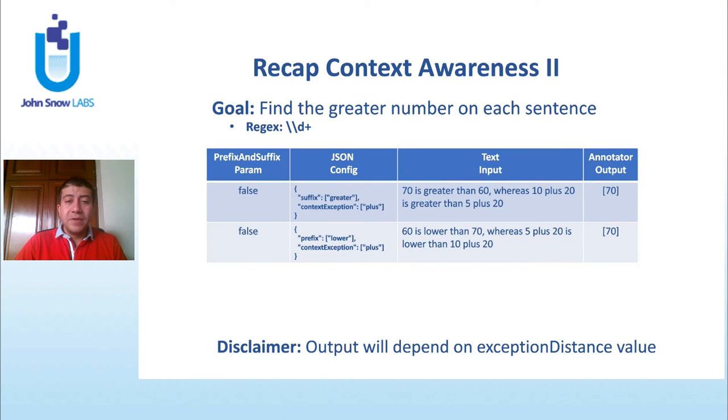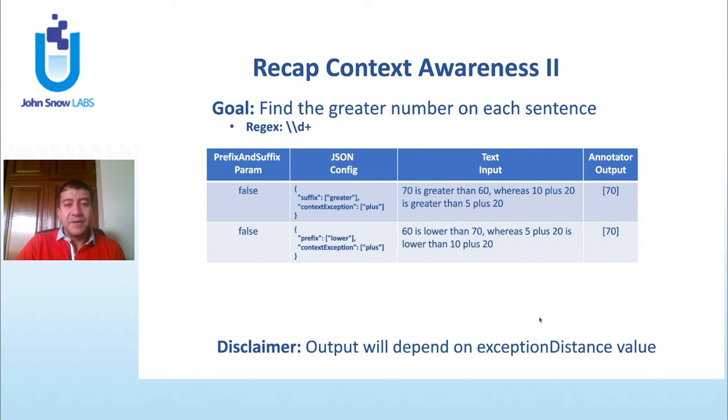For this example, we define the word plus as an exception, right? To work with the portion that we know we can extract information from, which will be the first portion of the text here. And in that way, we will have the desired output, which is 70.